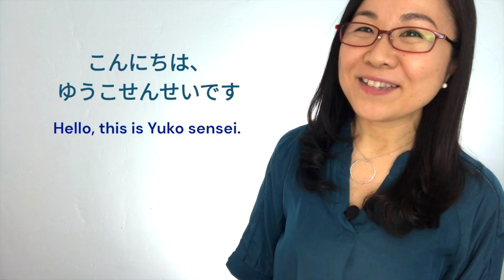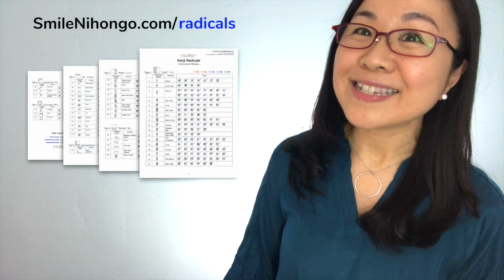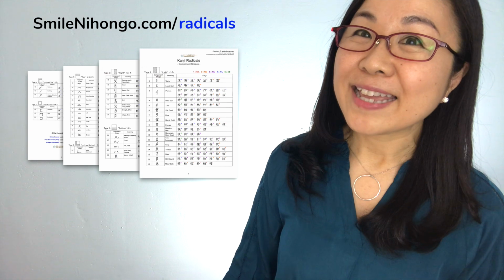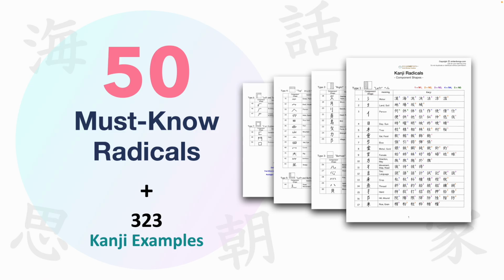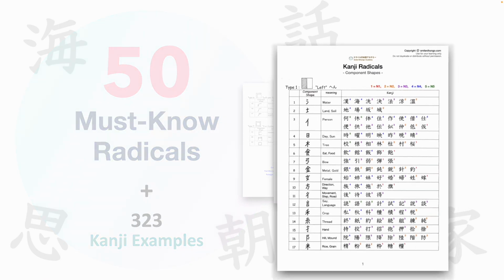こんにちは、ゆうこ先生です。I have a list of basic radicals with kanji examples. You can get it at smilenihongo.com/radicals. The list provides 50 radicals with 323 kanji examples. Do you recognize any of the kanji?